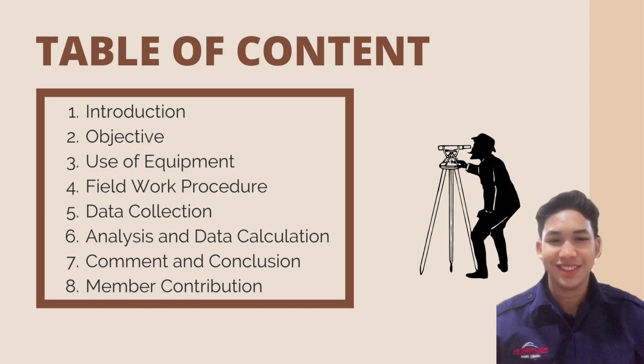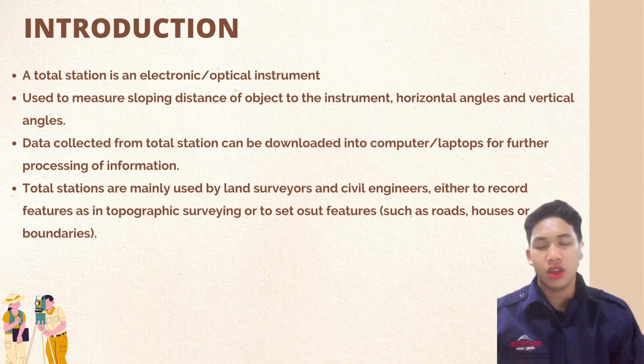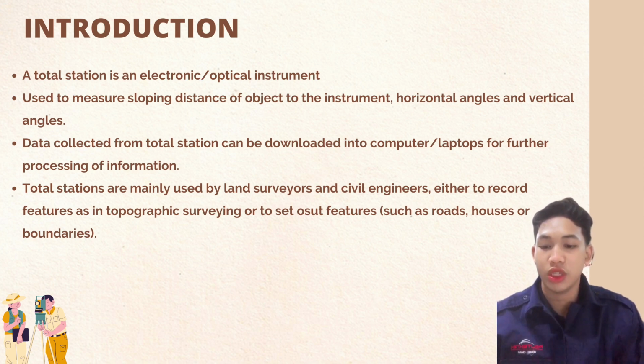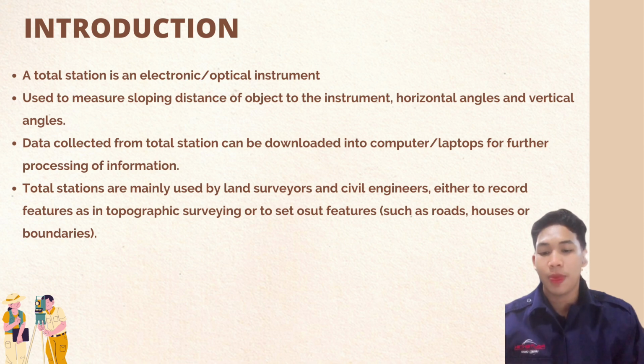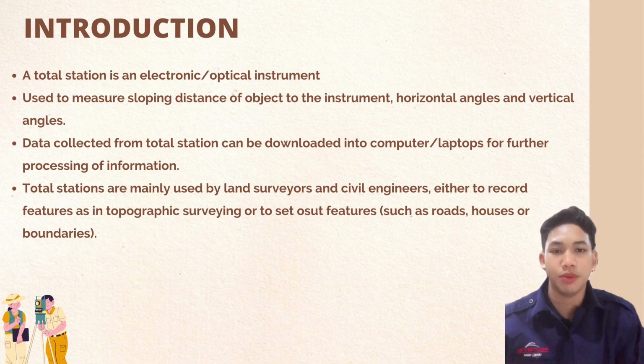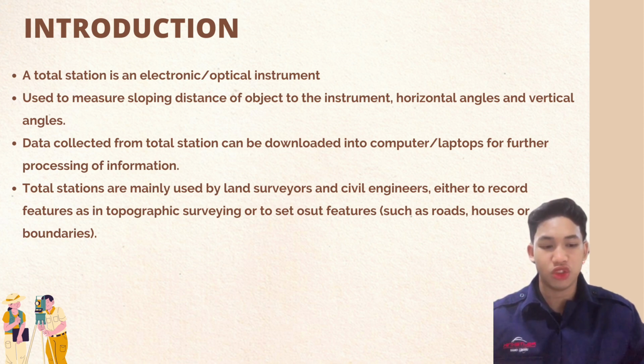Okay, so let's get started. I will go first for the introduction. So what is a total station? A total station is an electronic instrument used in modern surveying and building construction that uses an electronic transit theodolite in conjunction with an electronic distance meter, called EDM. It is also integrated with a microprocessor, electronic data collector and storage system. The instrument is used to measure the sloping distance of an object to the instrument, horizontal angle and vertical angles.